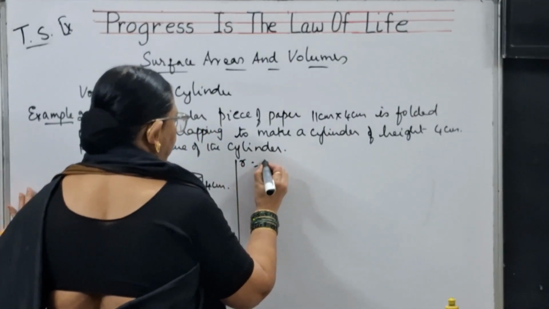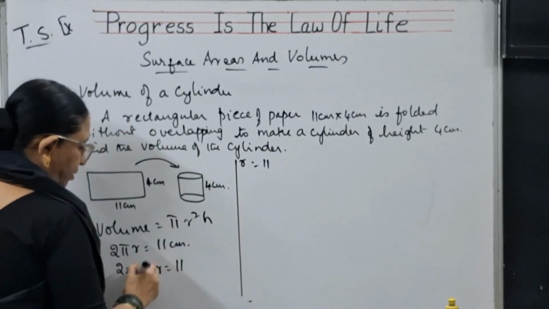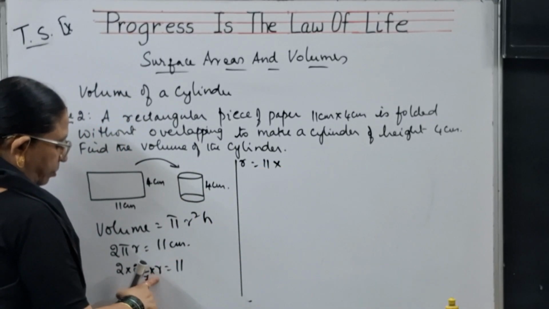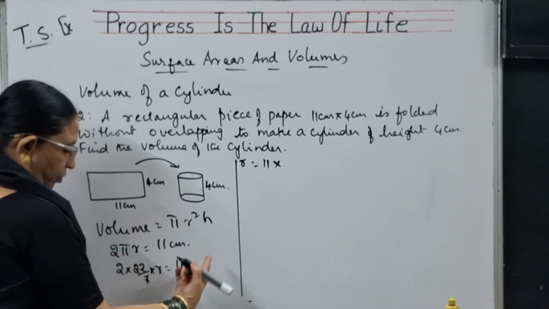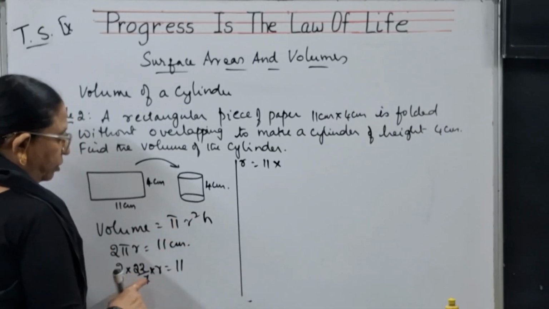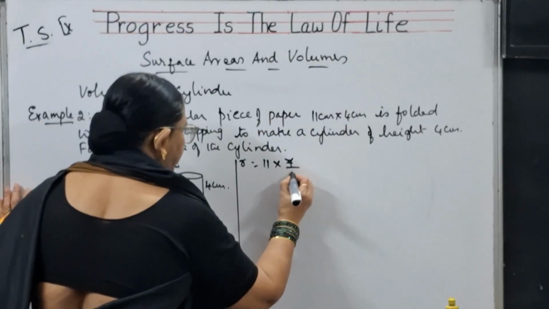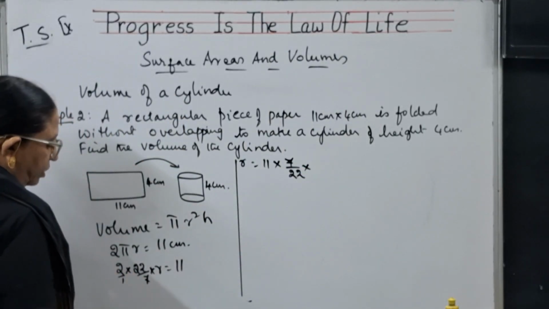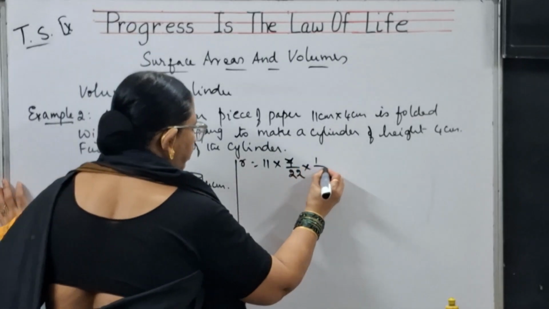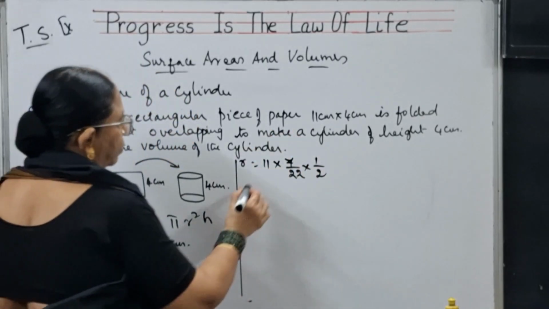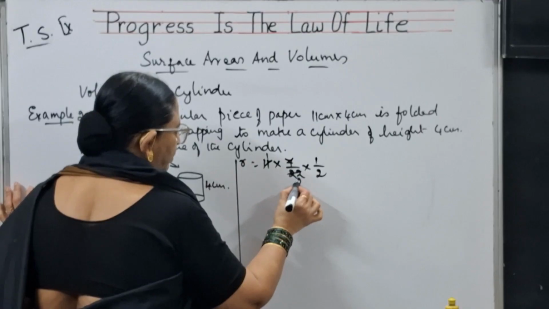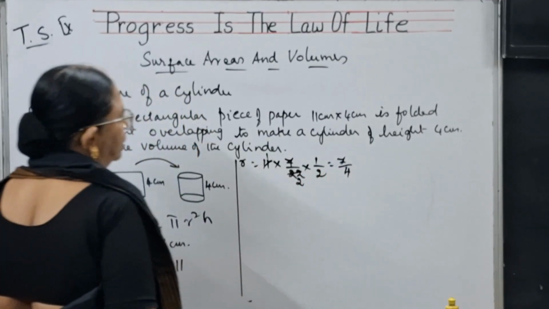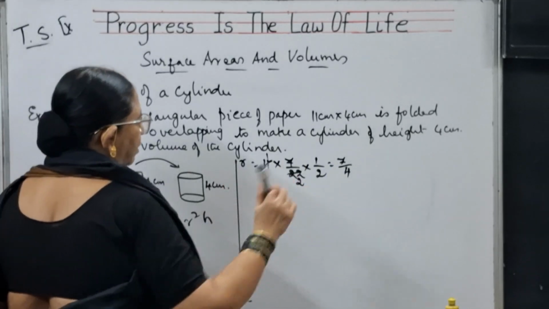What is r? r is equal to 11. This, when it goes here, you will write the reciprocal, because all these multiplications are there. So when it goes from LHS to RHS, reciprocal. 22 by 7 becomes 7 by 22, into 2, which is 2 by 1 actually, its reciprocal becomes 1 by 2. So 11 ones are 11, 11 twos are 22. So what are you getting? 7 by 4. Let it be like this. Radius is 7 by 4.